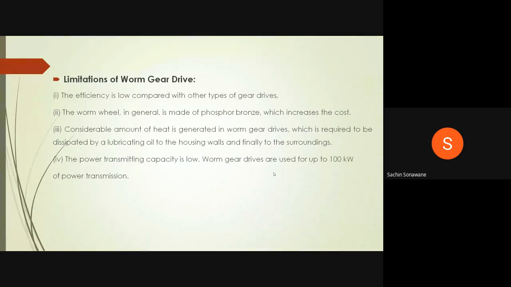Limitations of worm gear drive. First, the efficiency is low compared with other types of gear drives. Second, the worm wheel in general is made of phosphor bronze, which increases the cost. Third, a considerable amount of heat is generated in worm gear drives, which is required to be dissipated by lubricating oil to the housing walls and finally to the surroundings. Fourth, the power transmitting capacity is low. Worm gear drives are used up to 100 kilowatts of power transmission.